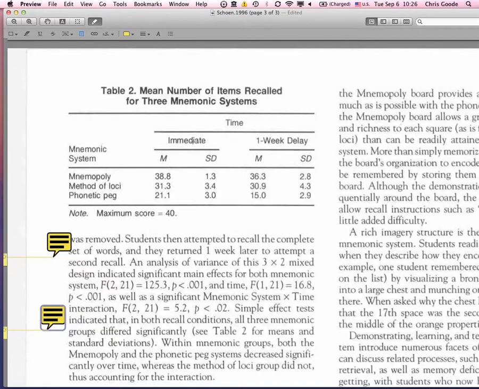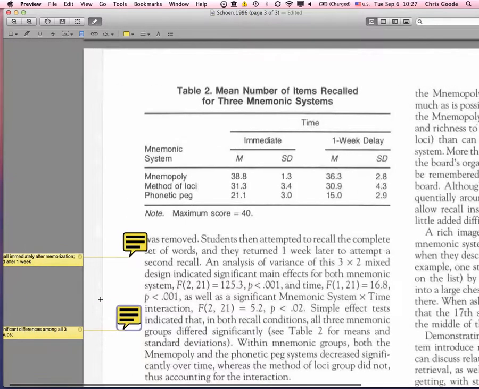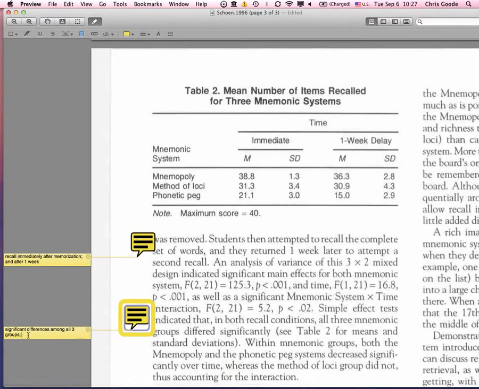Okay, Mnemopoly, immediate, mean 38.8. Out of how many words? Right. Method of loci, 31.3. Phonetic peg, 21.1. And what did it say down here? Significant differences among all 3 groups at both time points. So the Mnemopoly group, those students on average recalled significantly more words than the method of loci group and the phonetic peg group. And the method of loci group's better than the phonetic peg group at both time points.